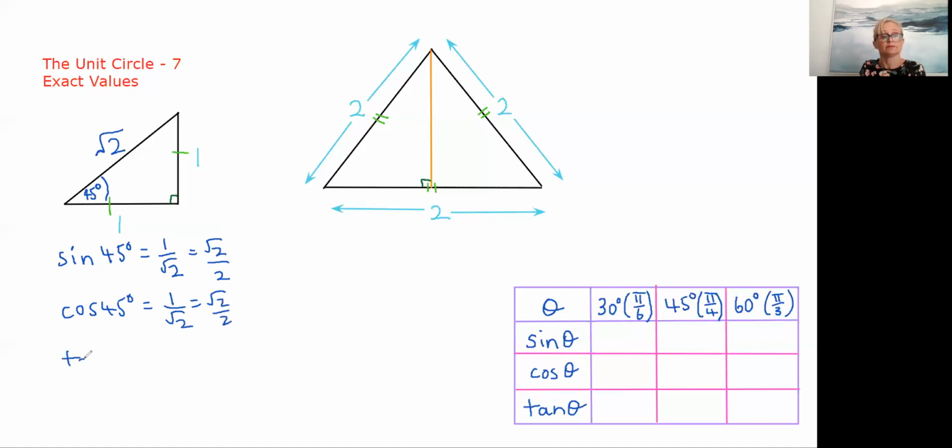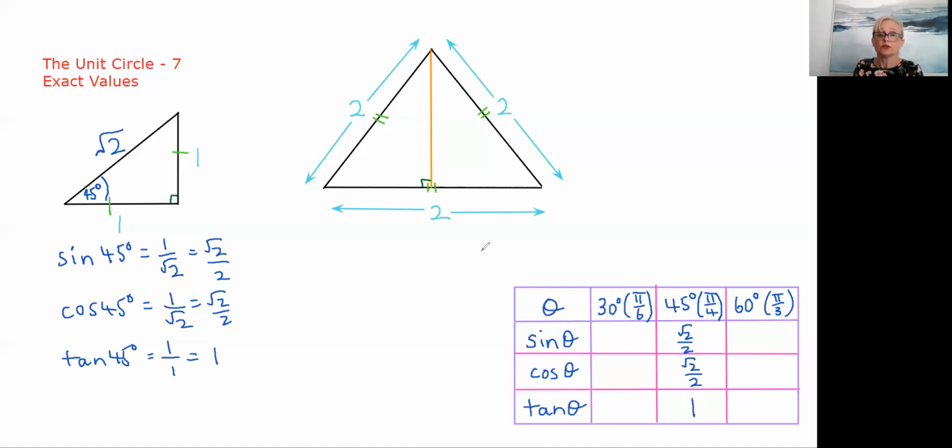And tan is opposite on adjacent, which is just 1. So tan of 45 degrees is 1. Let's write in these values here. We'll use the rationalised denominator version.